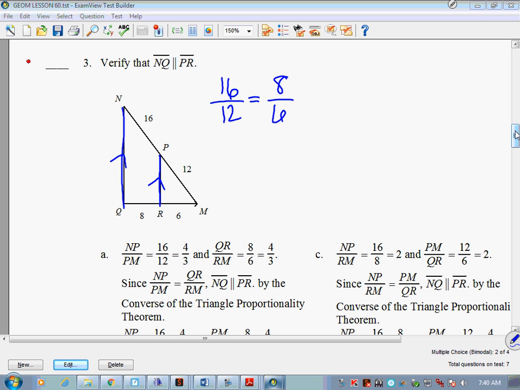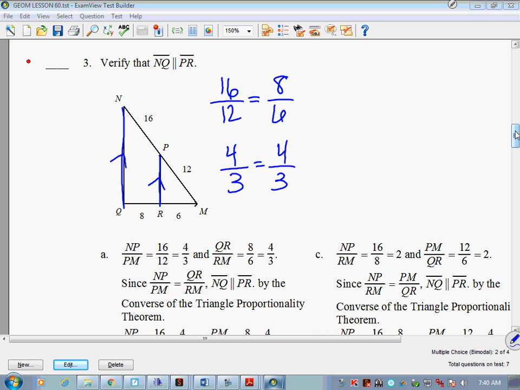16 over 12, both of those things will divide by 4. 16 divided by 4 is 4. 12 divided by 4 is 3. Okay. 8 and 6 will both divide by 2. 8 divided by 2 is 4. 6 divided by 2 is 3.